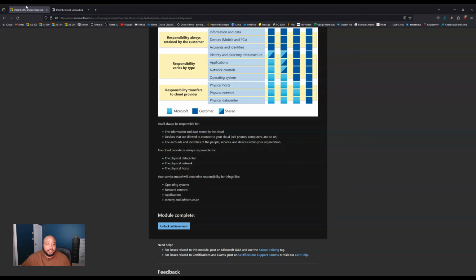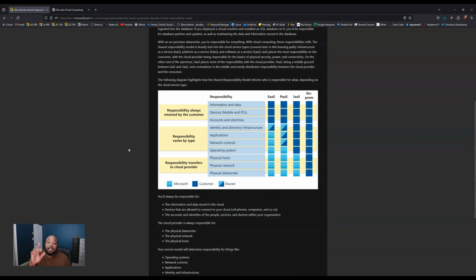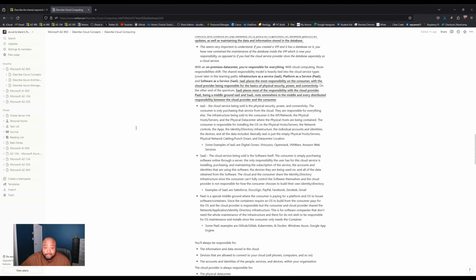So if we look back here, it says that for infrastructure as a service, this is in all of them though, so even in software as a service and platform as a service, accounts and identities is the responsibility of the consumer. So in all of the scenarios of the service types, the consumer has to create the accounts of the users. It doesn't matter what it is. So that includes infrastructure as a service.